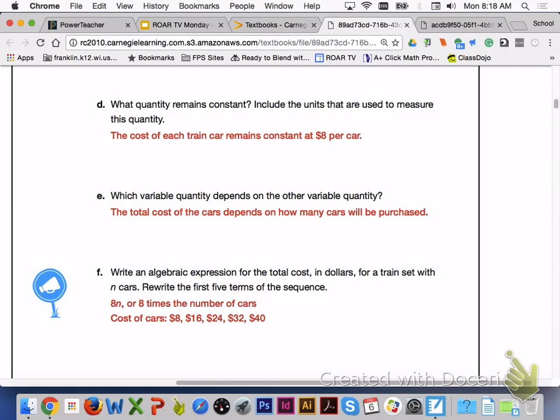For letter D, the cost of each train car remains constant at $8 per car. Letter E, the total cost of the cars depends on how many cars will be purchased. And for letter F, your algebraic expression for the total cost would be 8 times n, or 8 times the number of cars. And when you rewrite your first 5 terms of the sequence, you will get the same answer as letter A. The cost of the cars will be $8, $16, $24, $32, and $40.